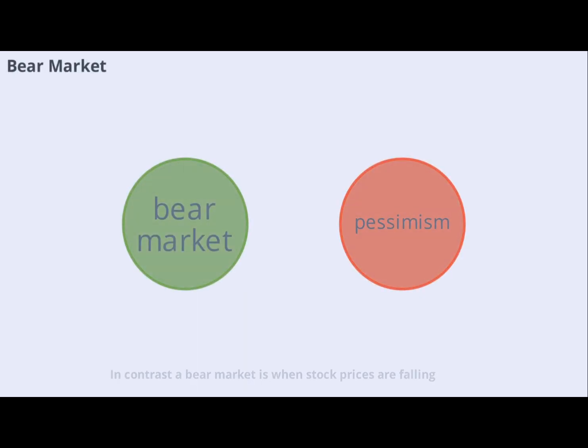In contrast, a bear market is when stock prices are falling and investors feel pessimistic about the market's direction. This negative outlook can lead to more selling, which pushes prices down even further. Bear markets can be challenging for investors, but understanding them is key to managing risk and making informed decisions.